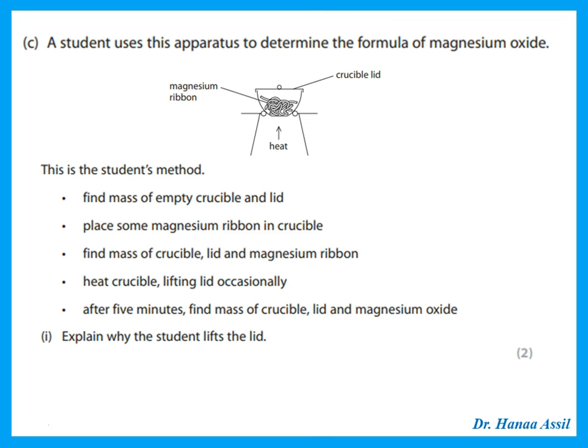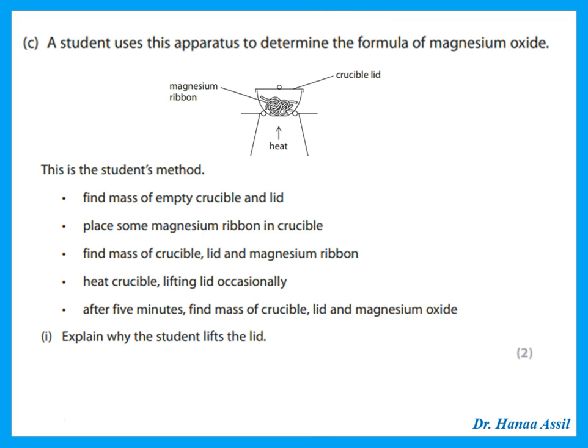A student uses this apparatus to determine the formula of magnesium oxide. So he has magnesium ribbon in a crucible and lid. This is the student's method. He finds the mass of the empty crucible and lid, places some magnesium ribbon in the crucible and finds the mass of crucible and lid and magnesium. Heat the crucible, lifting the lid from time to time. After 5 minutes, find the mass of the crucible, lid, and magnesium oxide.